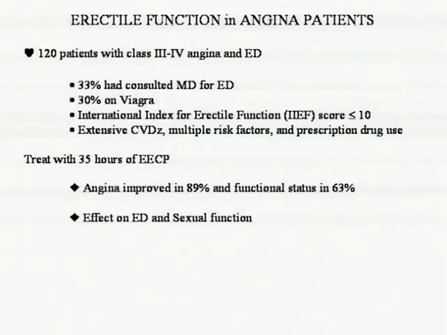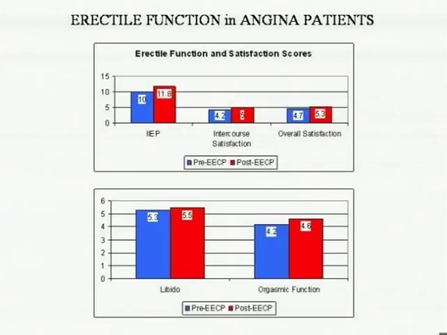What about erectile function in coronary patients, the people who I see? 120 patients with class 3 to 4 angina, 30 consulted their doctor for ED, 30% were on Viagra. There's a scale to grade the severity of erectile dysfunction, the IIEF, International Index for Erectile Function. It was all abnormal. Extensive cardiovascular disease, they're on multiple drugs like most of my patients would be. Treat them with 35 hours of ECP, angina improved in 89%, functional status in 63%.